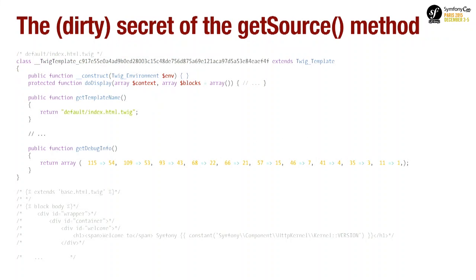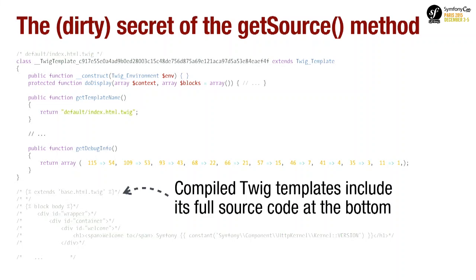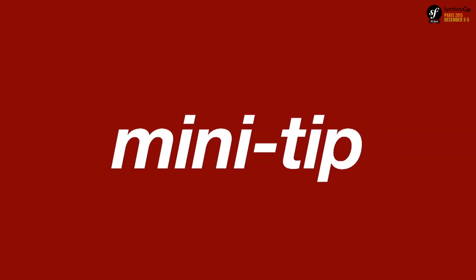And because it's a bit surprising, how do they get the source code of the template? If you open the cache directory of Symfony and you see the compiled template, at the bottom of the compiled template is the whole source code of the template, commented. I mean, everything is there at the bottom of that class. So they use reflection and regular expressions and things like that. But it's right there, the source code.